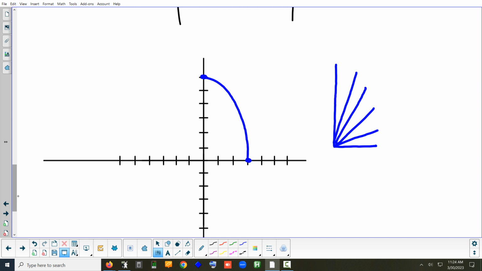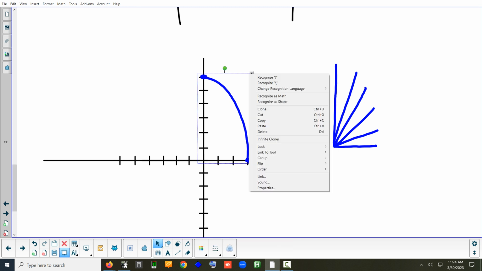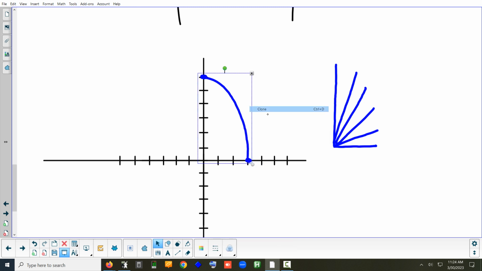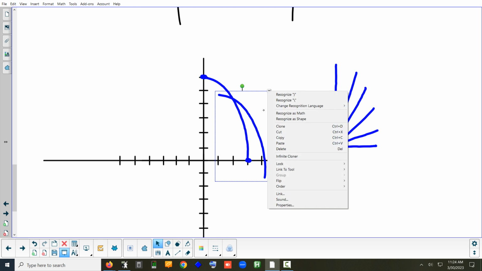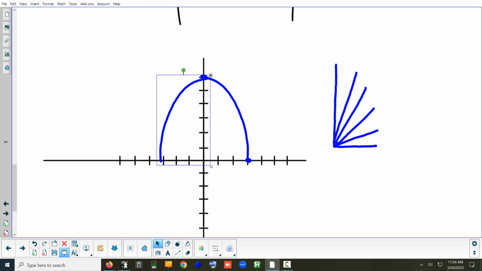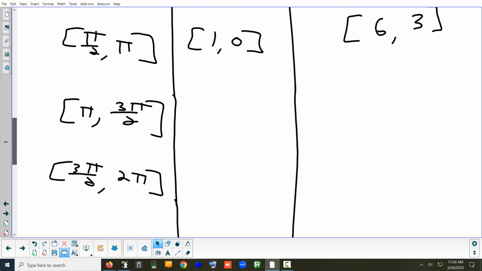So I'm just going to take this, flip it. Well, I'll make a copy of it first. Then I'll flip it. It's about. I don't think my tick marks are spaced perfect. That's okay. So that's what's happening in quadrant 2.